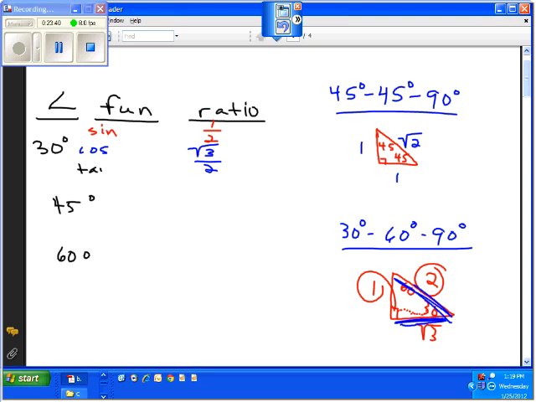And then we're going to say, okay, what is the tangent of 30? Well, the tangent of 30 is the leg opposite the 30, 1, over the leg adjacent to 30, square root 3. And so the tangent 30 is 1 over square root 3. But you can't have a radical in the denominator, so we would have to rationalize, and you would get square root 3 over 3. And so we began to build that trig table. Okay?